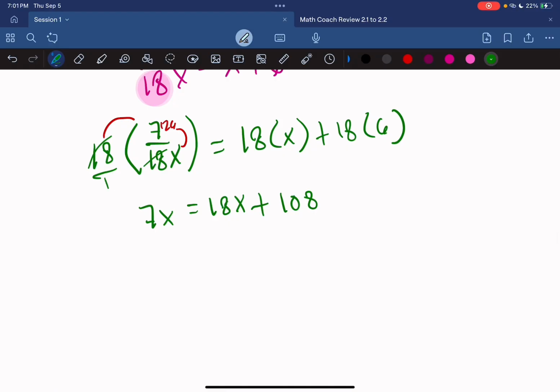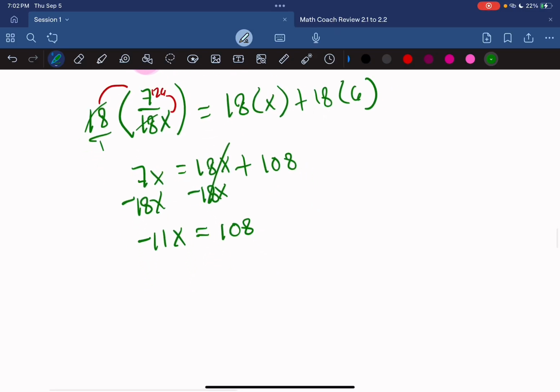Now, let's do minus 18x on both sides. 7 minus 18 is going to give us negative 11x equals 108. So now, to isolate the x, here it is being multiplied by negative 11. So we have to divide it by negative 11. Divide both sides. So negative 11 divided by negative 11 is going to give me positive 1, because negative and negative will give us a positive number.